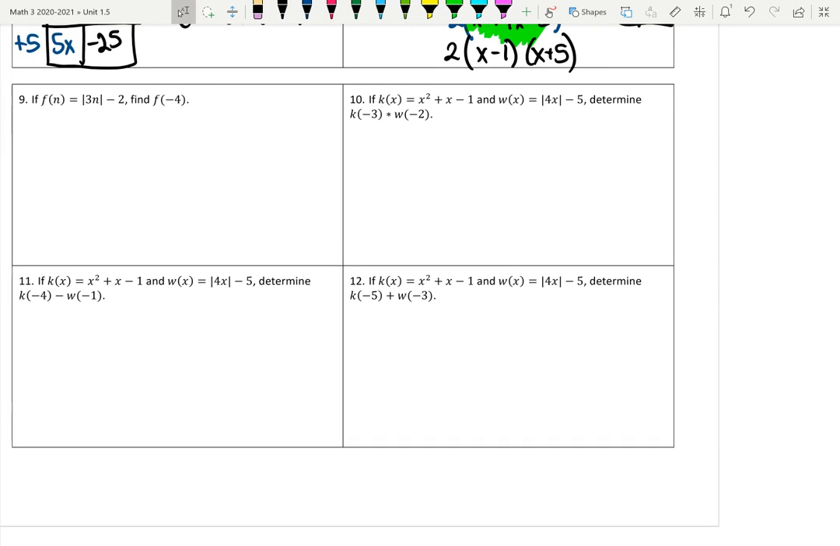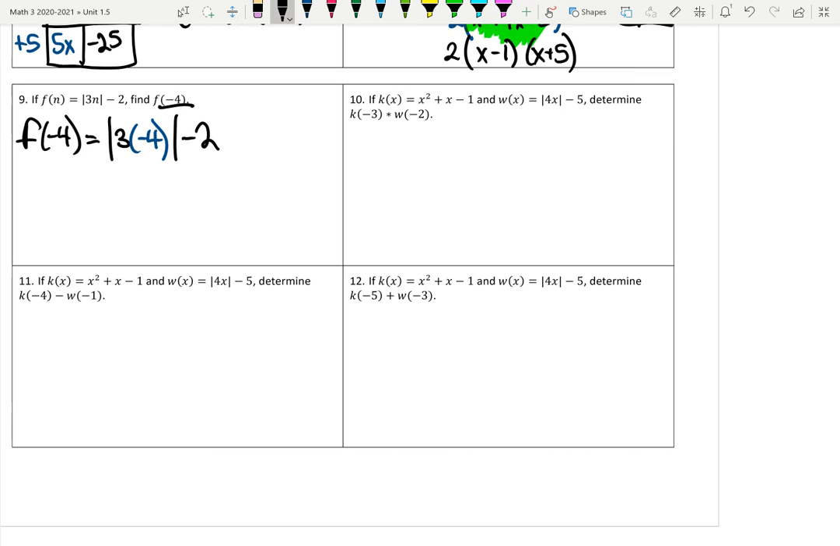Okay, a couple more to go. Plugging in, if f of n is equal to 3n minus 2. This is a review of how well you're able to evaluate. So f of negative 4, remember I'm replacing all inputs of n with a negative 4, is going to be 3 times negative 4 minus 2.